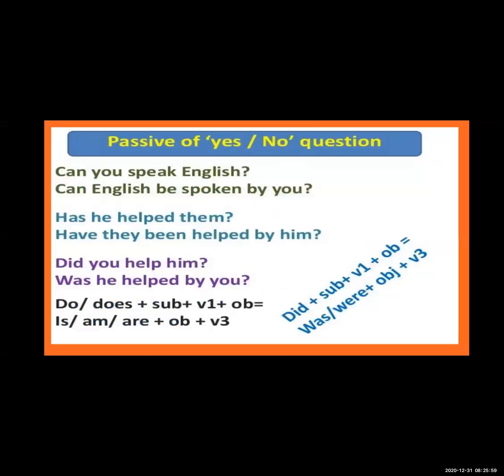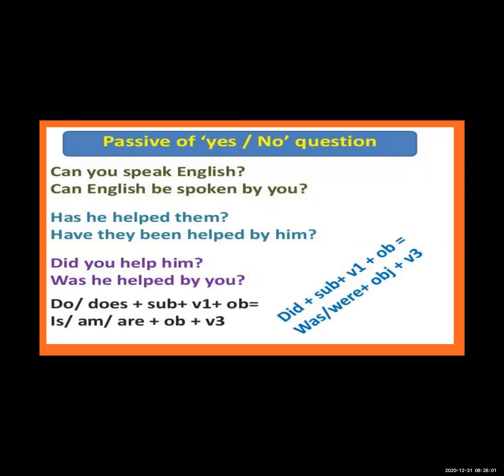Now yes-no type questions. As I have told you, there are many types of questions in voices. Let us see one by one. Yes-no type means there will be a question, and you have to convert that question into passive form, and in passive form also it will be a question only. At the end of the sentences you can see question marks. Can you speak English? Can English be spoken by you? So how does it work?